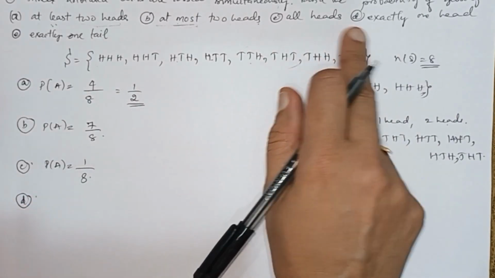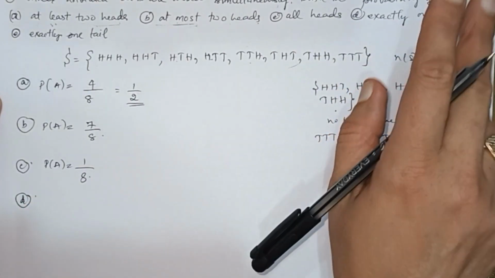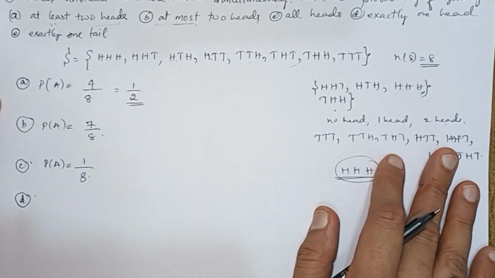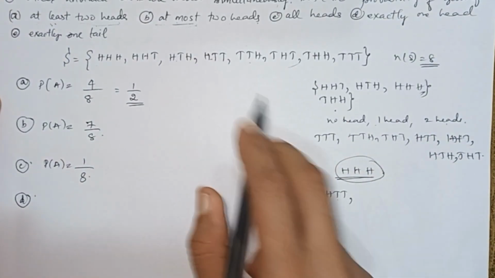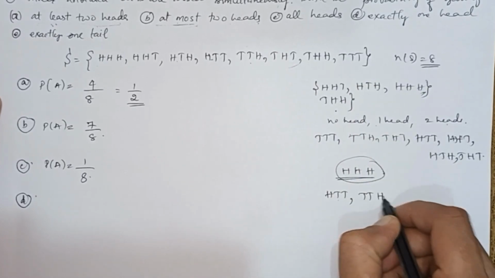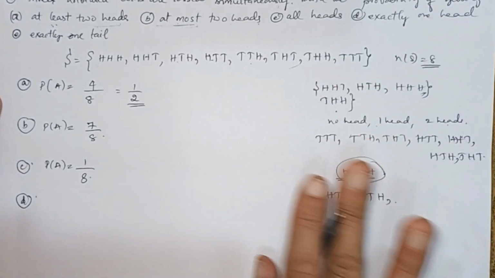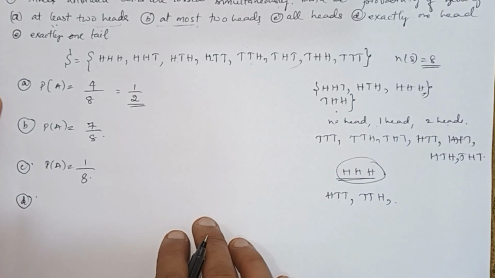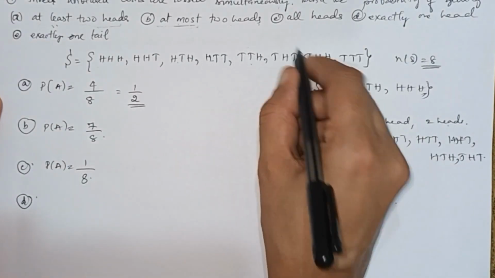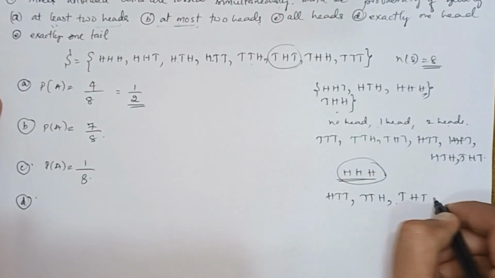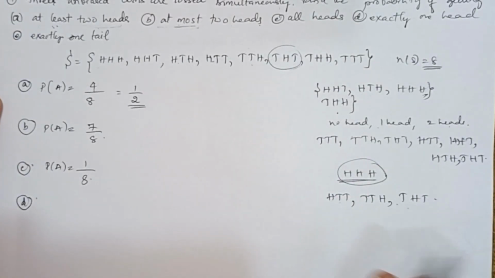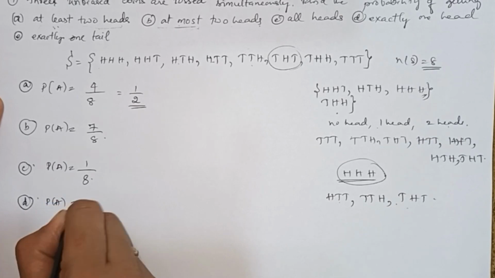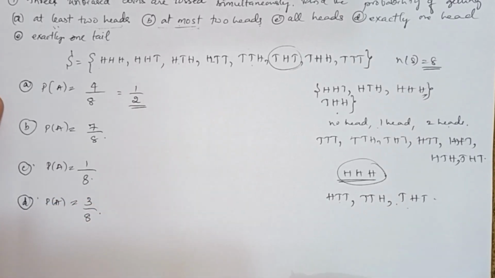D, exactly one head. That should be only one head in the outcome. So, exactly one head means this HTT is favorable, then TTH is favorable. Other than these two, no outcome is favorable for this event. See one more here. I have this THT. Sorry. This outcome is also favorable because exactly one head. Therefore, P of A equal to 3 by 8.